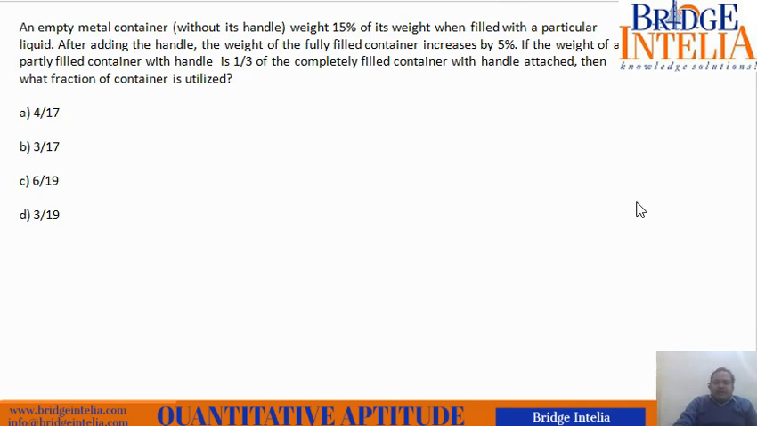Now let's have a look at this one. An empty metal container without its handle weighs 50% of its weight when filled with a particular liquid. Okay, fine. So an empty metal container without its handle. Let this be the metal container. So this weighs 50% of its weight when filled with a particular liquid. Let's suppose this is the particular liquid.